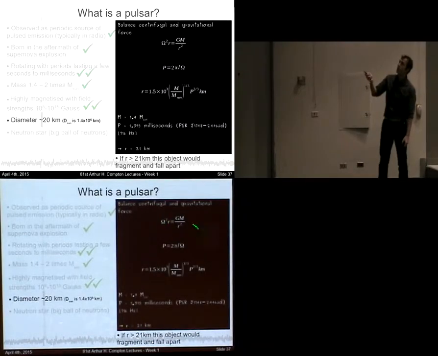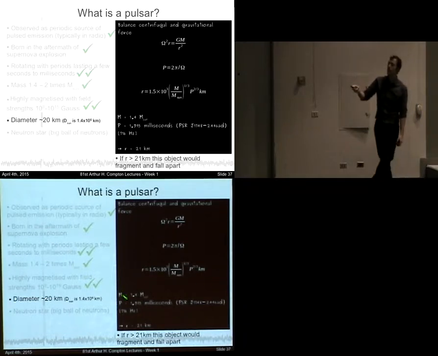If we equate the gravitational force with the centrifugal force pulling out, so this is the centrifugal force, this is the gravitational force, you see the radius is in here, and then the period is 2 pi divided by the rotational frequency. If we rearrange this equation, then the radius, when you balance centrifugal force with gravitational force, is this expression here.